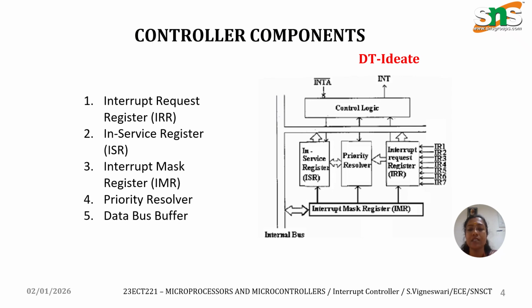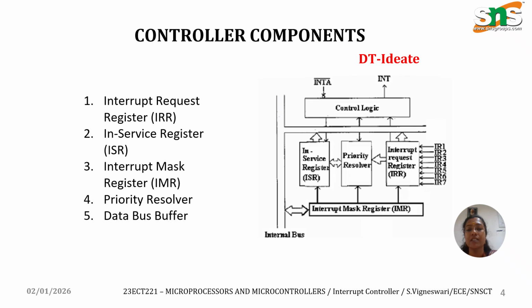So what are all the interrupt controller components? Now let us understand the internal block of the interrupt controller. The blocks are interrupt request register IRR, interrupt mask register IMR, in-service register ISR, priority resolver and data bus buffer. Now let us explore each component in detail.